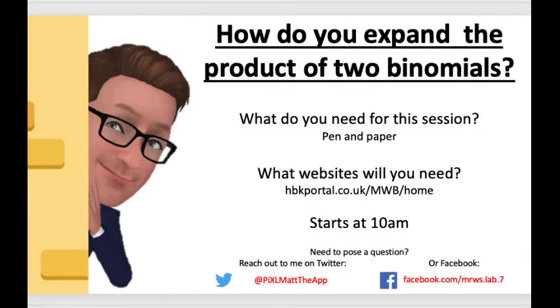Today we're going to be looking at a continuation of our learning from yesterday. Yesterday we were looking at how we expand over a single bracket, and today we're going to be looking at how we can expand two or more brackets that happen to be made up as part of a product.